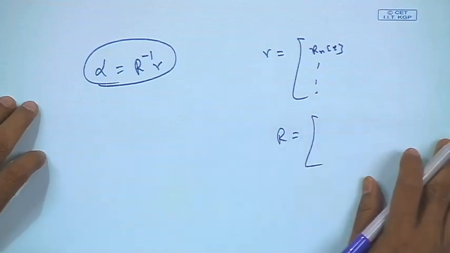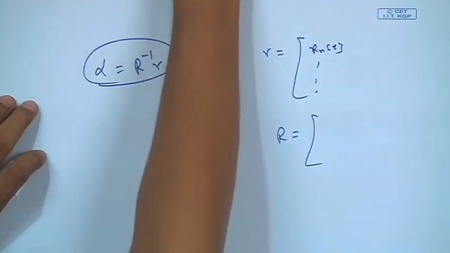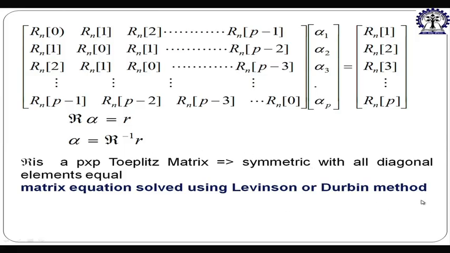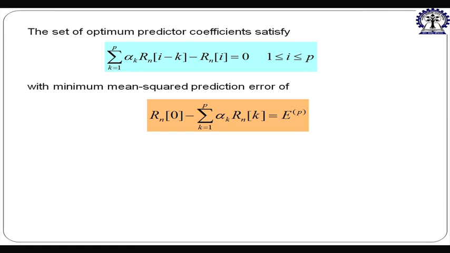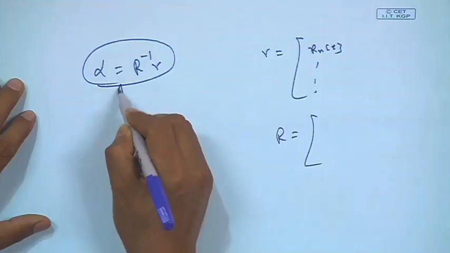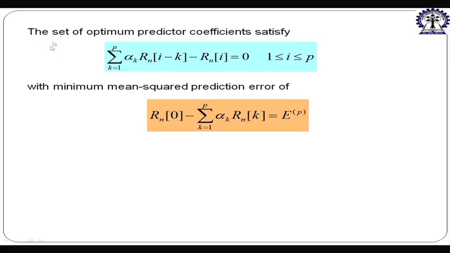How to solve this? Solving is done based on the Levinson and Durbin methods. So, what are these methods? Basically, I have not described the methods in detail, but let us go through that. This equation can be solved to set up the optimized predictor coefficients. If I solve this, I optimize the alpha value, which will satisfy these two equations which are derived.